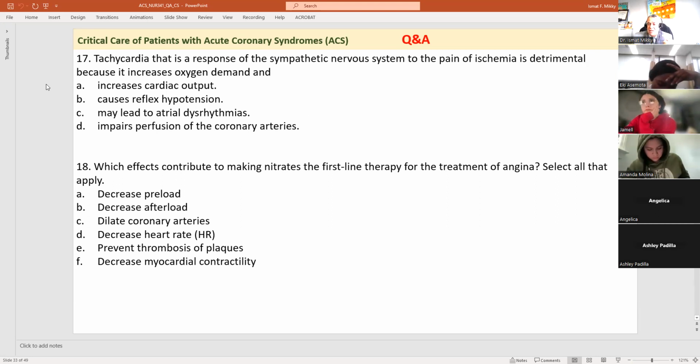So the faster the heart beats, the less blood it gets perfused to the myocardium. The increased heart rate decreases the time the heart will spend in diastole, because the diastolic time will become short, and then that will reduce the perfusion or blood flow to the myocardium. So the answer is D, impairs perfusion of the coronary arteries.